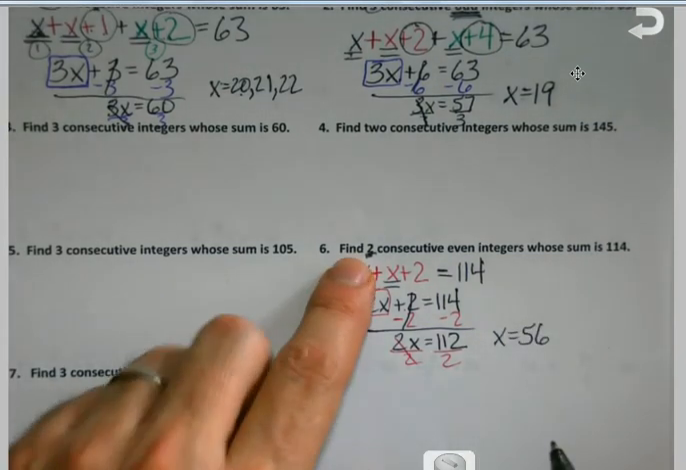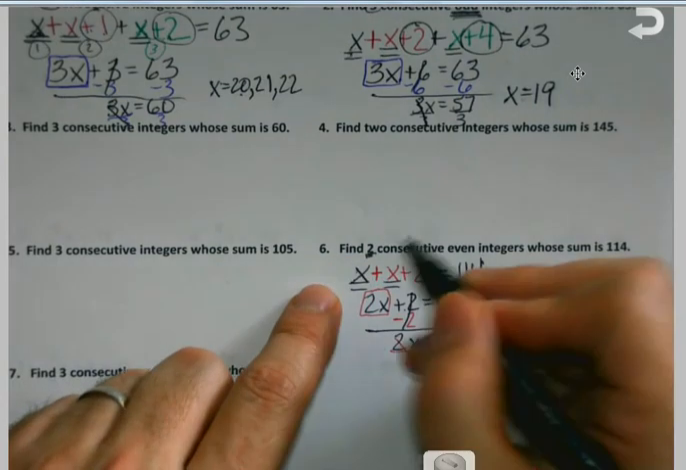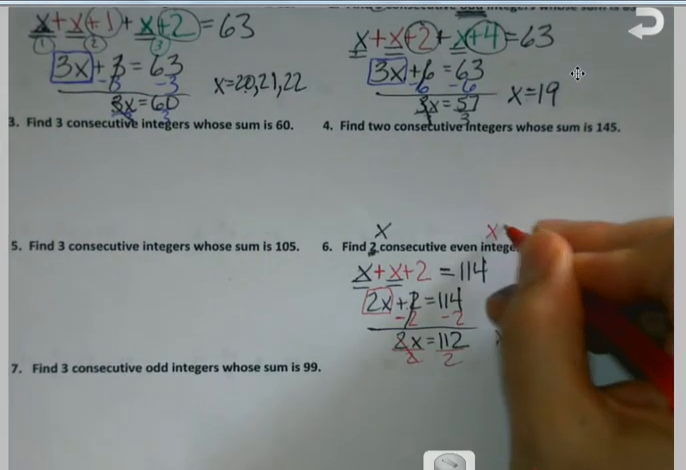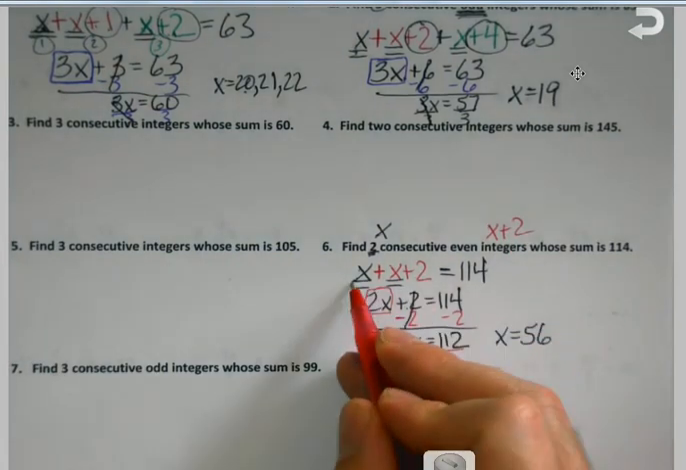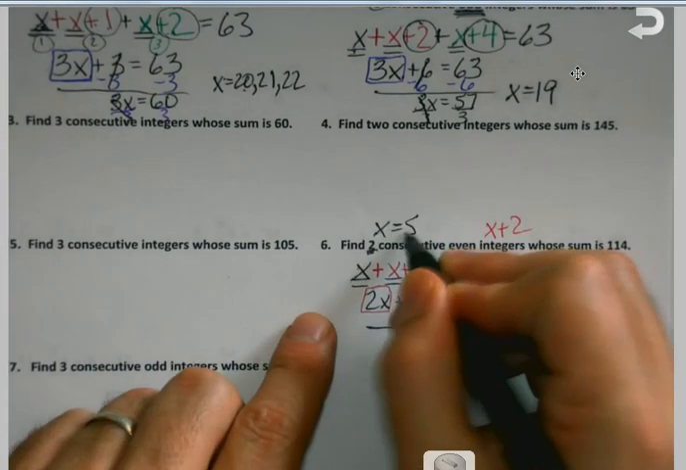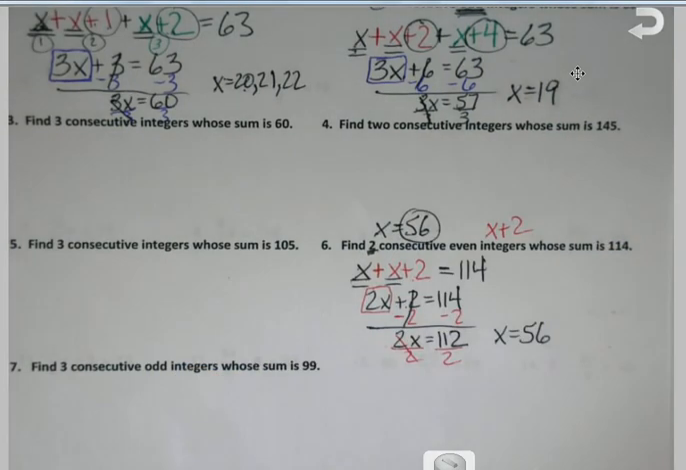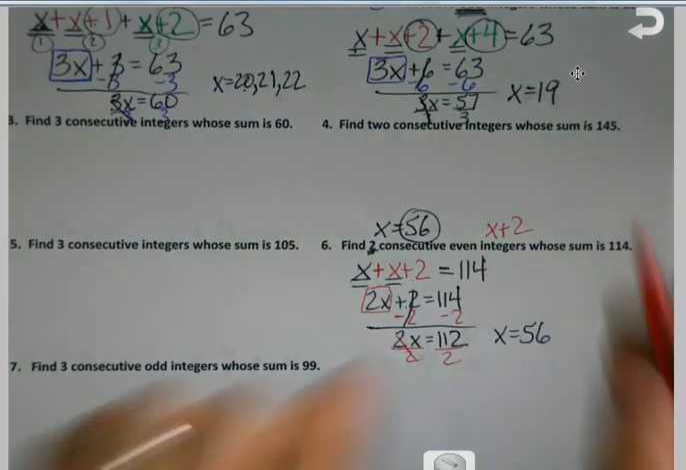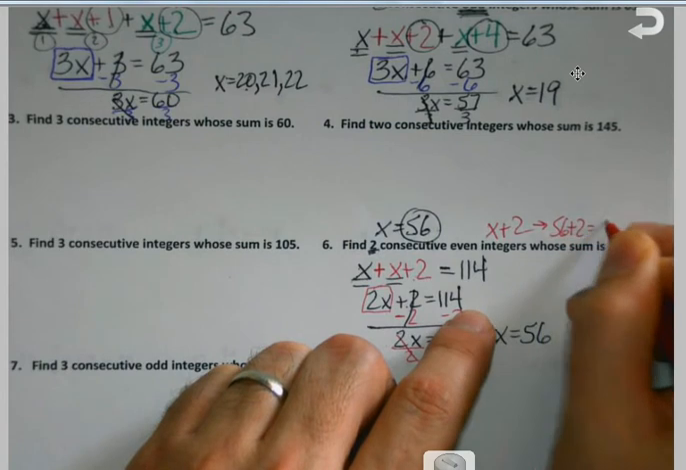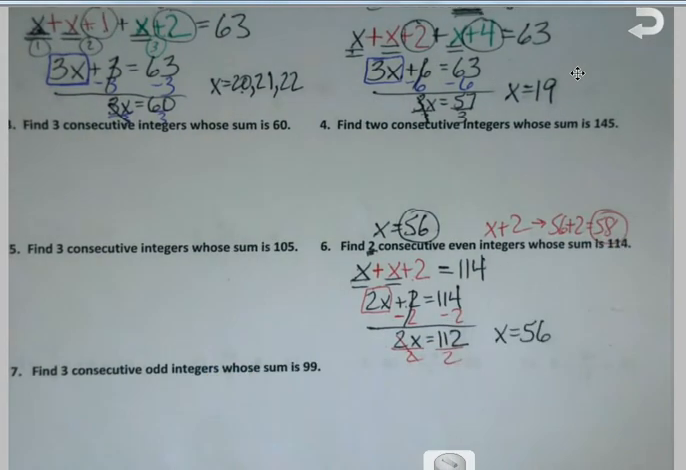Because, again, 2 consecutive even integers. The first one's going to be x. The second one's going to be x plus 2, just like I wrote in my original equation. Well, I know what x is. Okay, x is 56. That's my first one. And then to get the other answer, I just add 2 to it. 56 plus 2 is 58, and those two add up to 114, and they're both even.